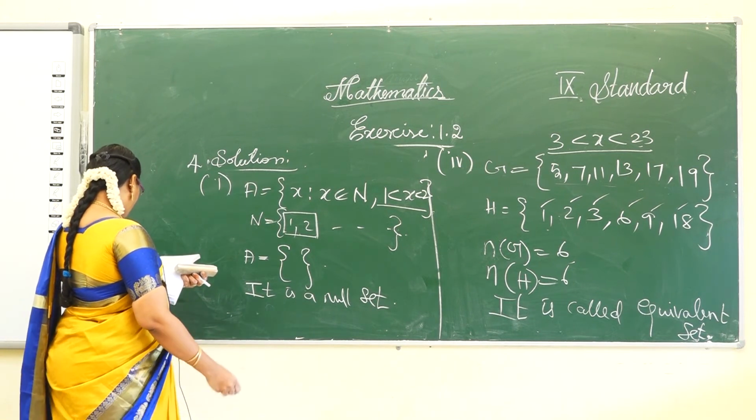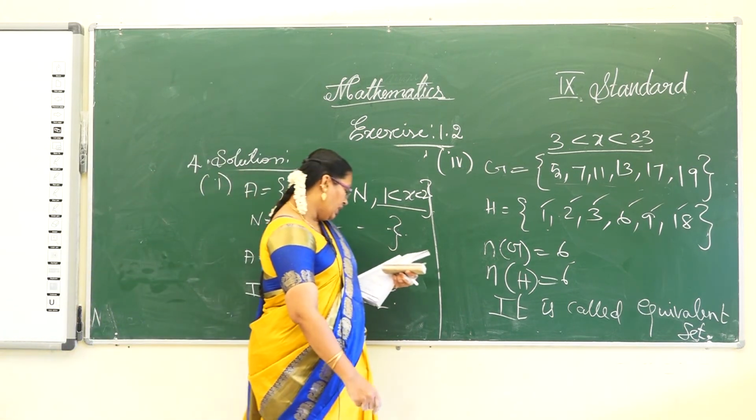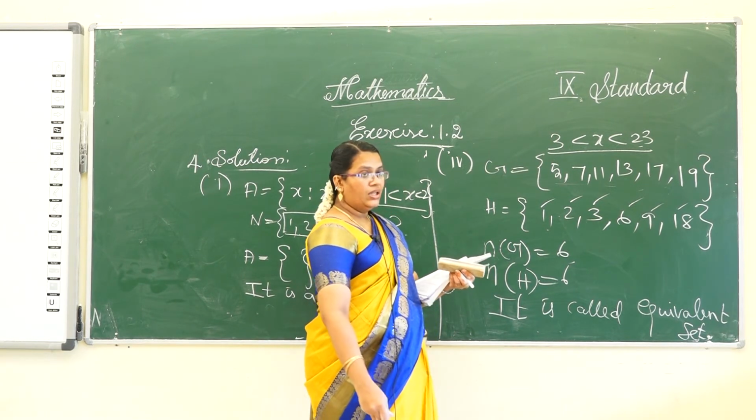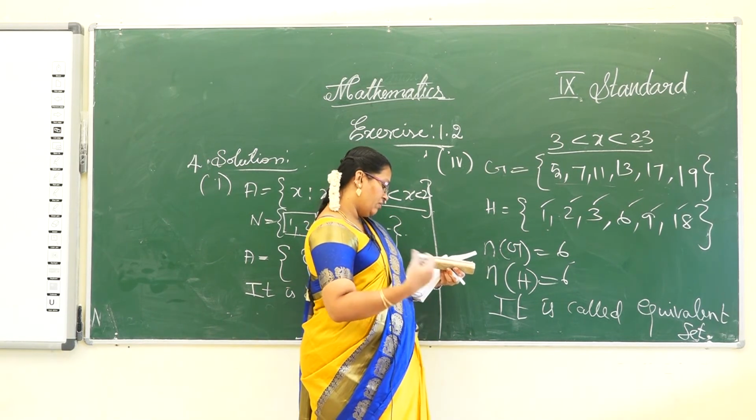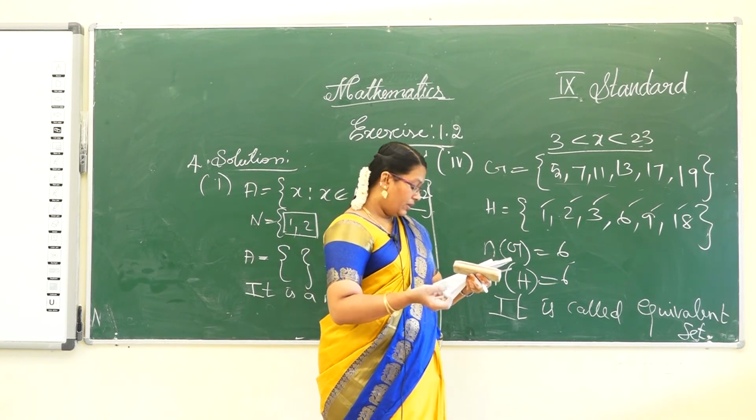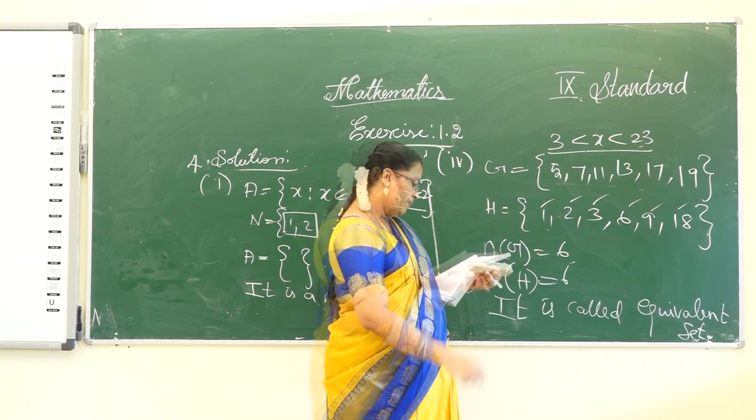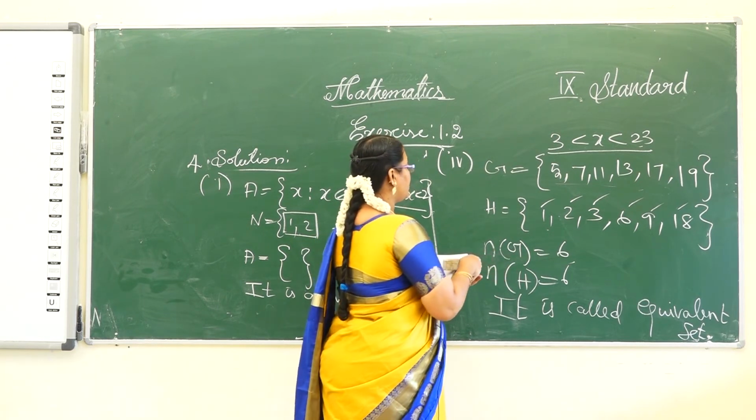And then the second one, B, the set of all even natural numbers which are not divisible by 2. All even natural numbers should be divisible by 2, but here the condition is not divisible by 2. So it is also a null set.